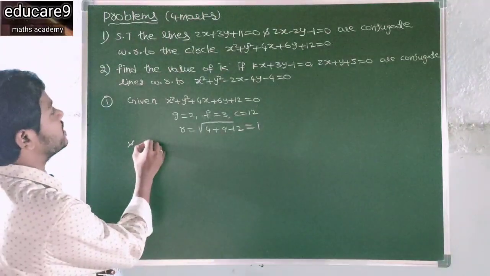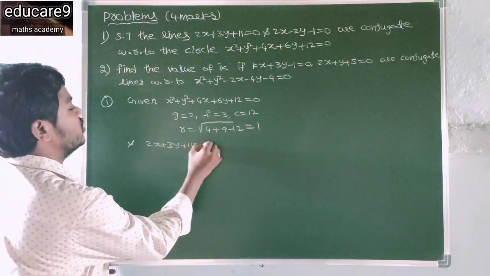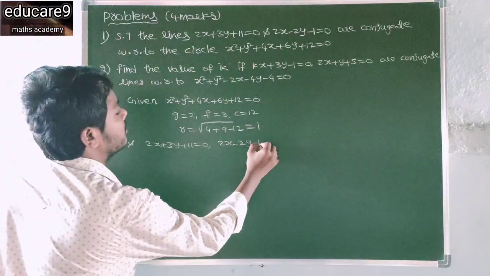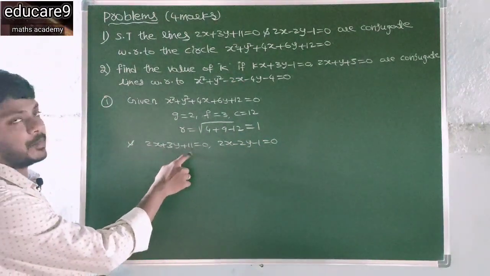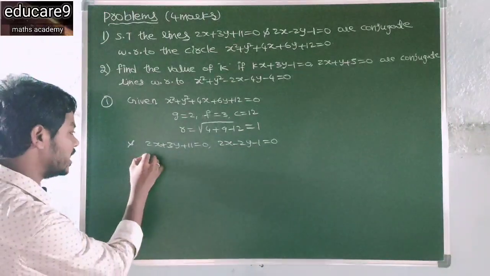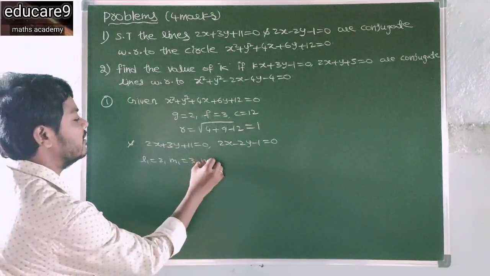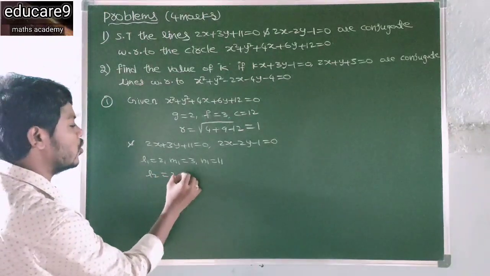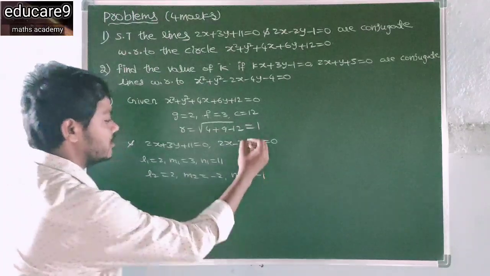And given lines 2x plus 3y plus 11 is equal to 0 and 2x minus 2y minus 1 is equal to 0. So comparing with L1x plus M1y plus N1 and L2x plus M2y plus N2, clearly L1 is equal to 2, M1 is equal to 3, N1 is equal to 11. And here L2 is equal to 2, M2 is equal to minus 2, N2 is equal to minus 1.